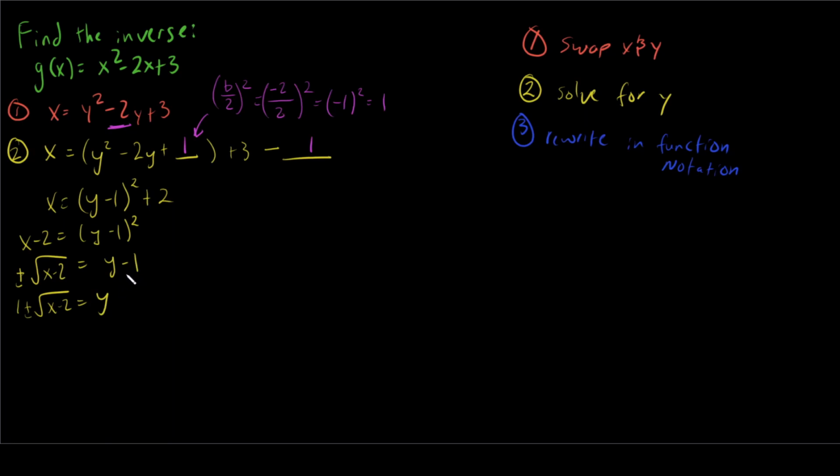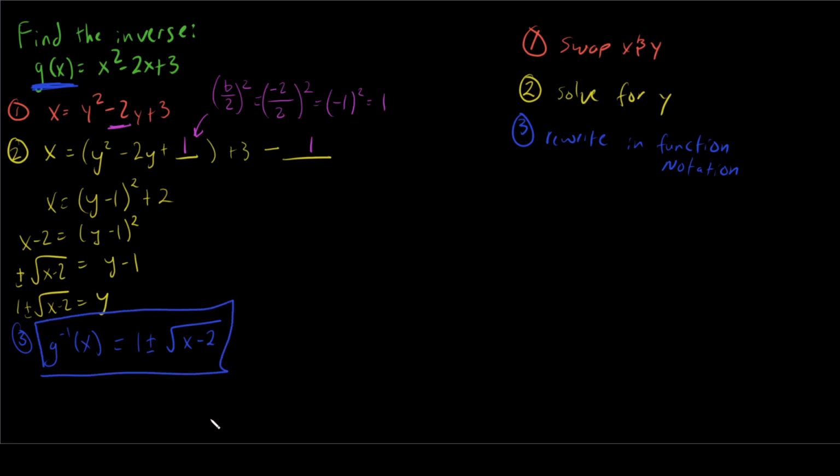All right, and the last thing we got to do here is we got to rewrite this in function notation. So instead of writing y, because we have g of x here, we're going to say that the inverse of g, g to the negative 1 of x, is equal to 1 plus minus the square root of x minus 2, and this is our answer. So that is finding the inverse of a function algebraically.